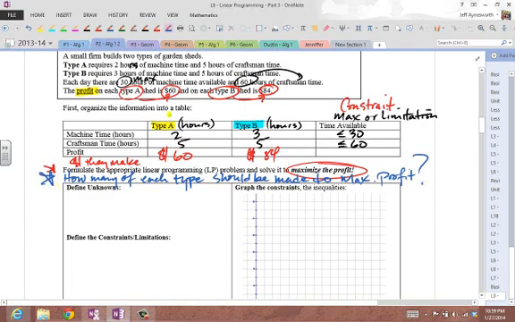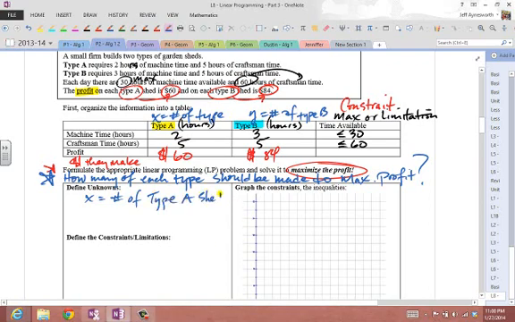Well, we don't know. So we're going to say, let x equal the number of type A and y equals the number of type B. In fact, let's write them down here. Define the unknowns. x equals the number of type A sheds. These are sheds now, you've got to remember that. And y equals the number of type B sheds.